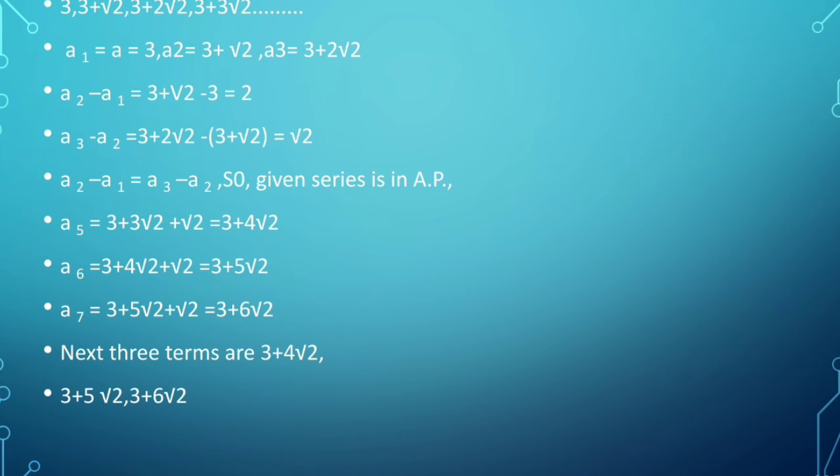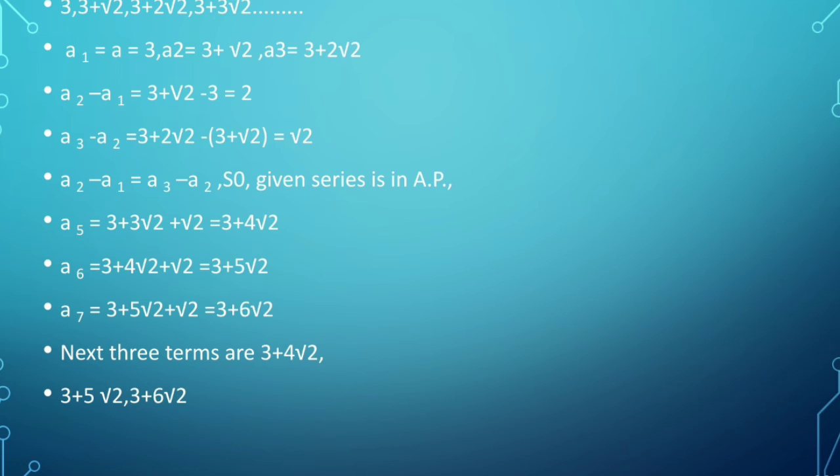Now third one: 3 plus root 2, comma, 3 plus 2 root 2, comma, 3 plus 3 root 2, and so on. So here A1 is equal to A is equal to 3, and A2 is equal to 3 plus root 2, and A3 is equal to 3 plus 2 root 2. Then find A2 minus A1. Then A2 minus A1 is equal to 3 plus root 2 minus 3, that is simply root 2.